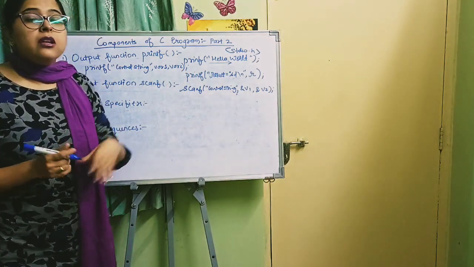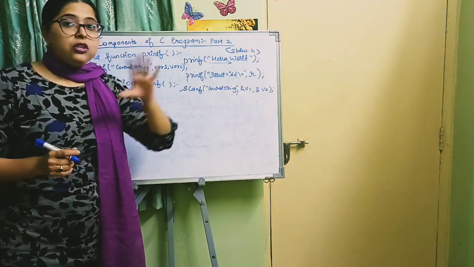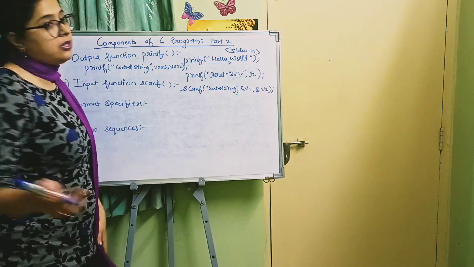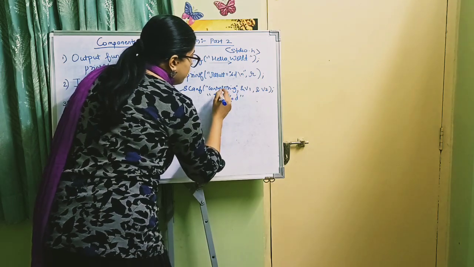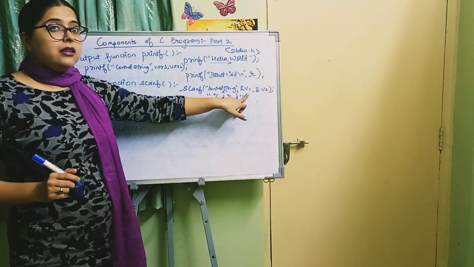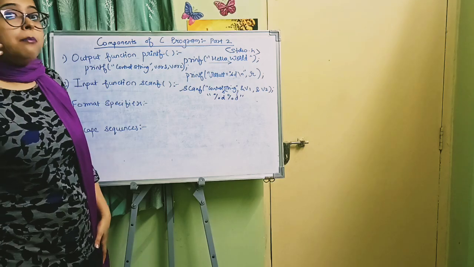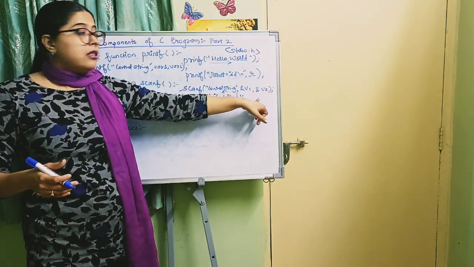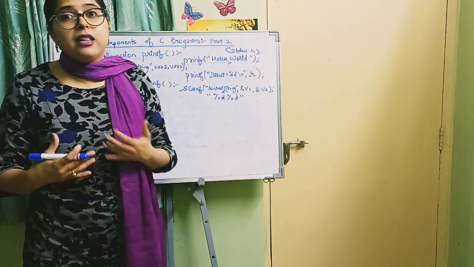And what is this control string? The control string is a list of format specifiers. It means if v1 and v2, these two variables, are both signed integers, the control string will be "%d %d". If they are unsigned integers, then %u. If they are characters, if we have to store characters inside the variables, then %c. According to the format of our data, which type of data we are dealing with, we have to use the format specifiers.